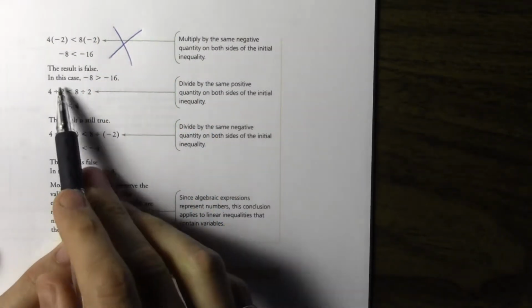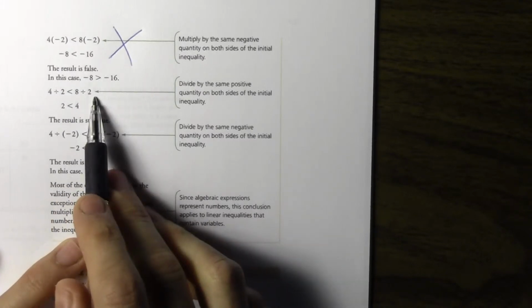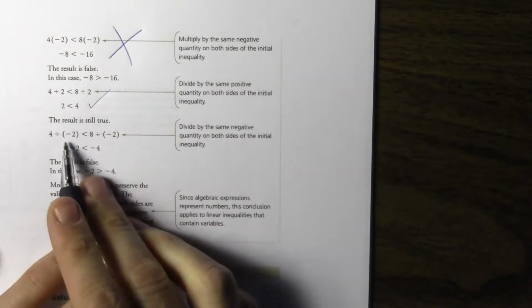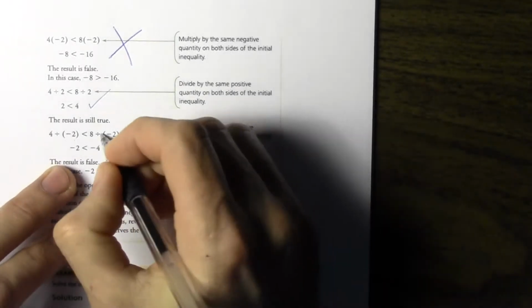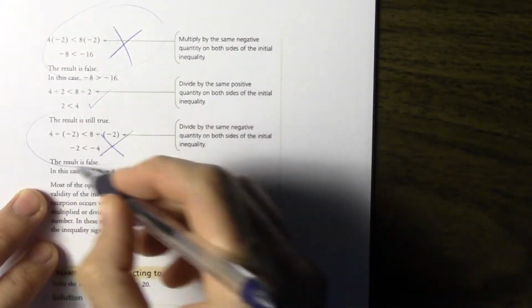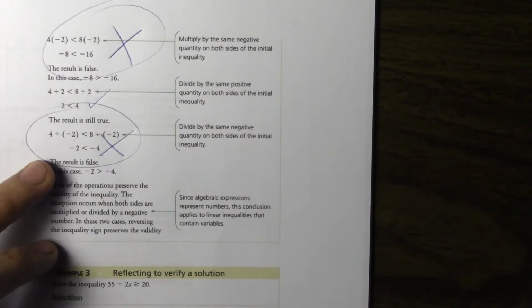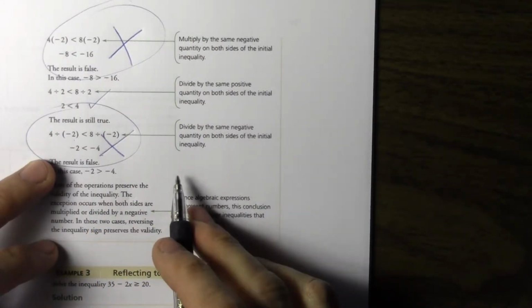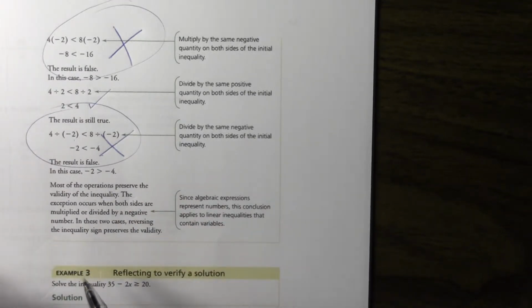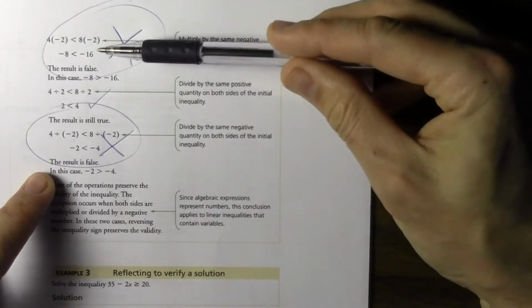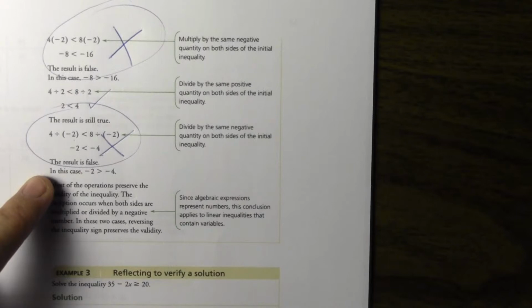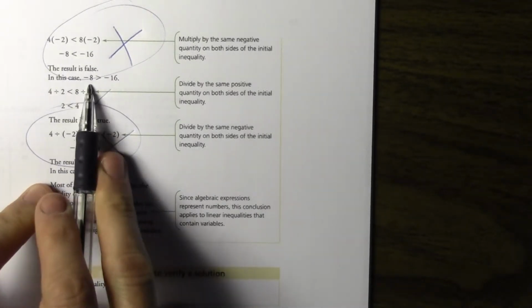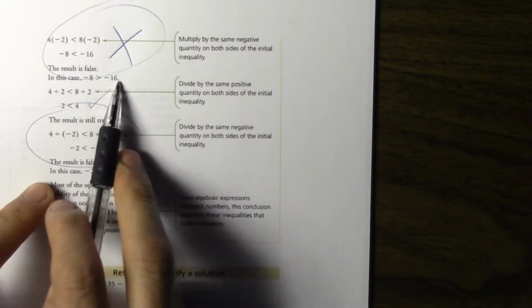If we divide by a positive number, it still works, so it's okay. But the same problem occurs if we divide by a negative number. If we divide by a negative number, it's no longer true. So these two scenarios are the only difference between equalities and inequalities. So what we need to do is, if we're going to divide or multiply by a negative number, we have to reverse the sign. Notice how in this case, -8 is greater than -16, so we reverse it.